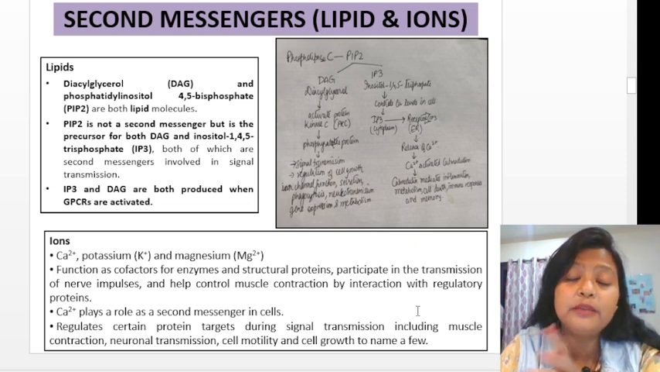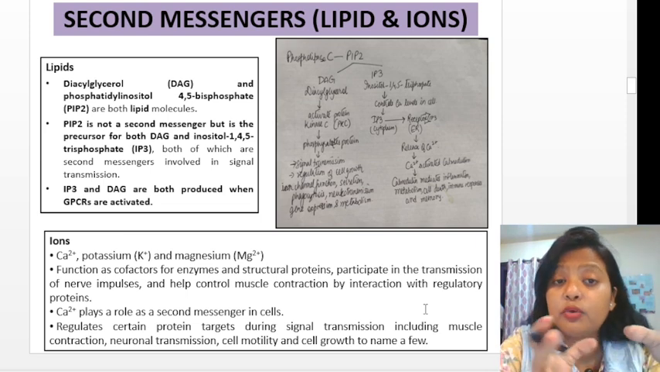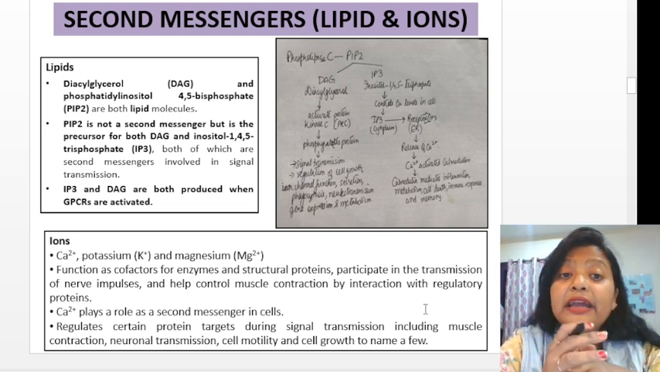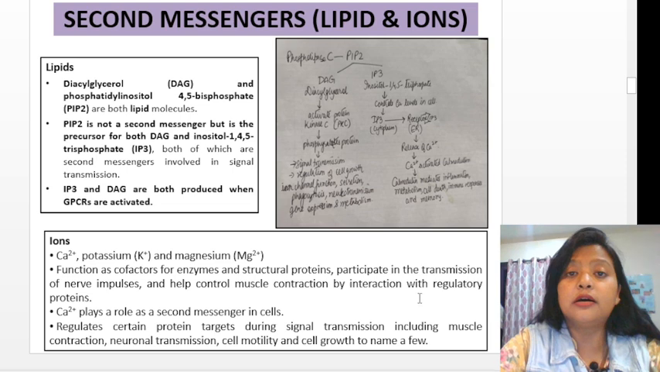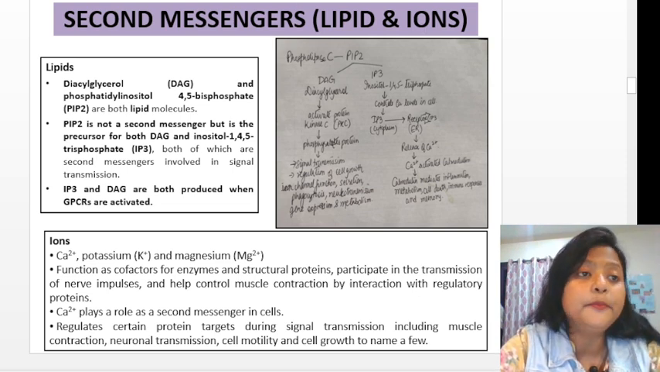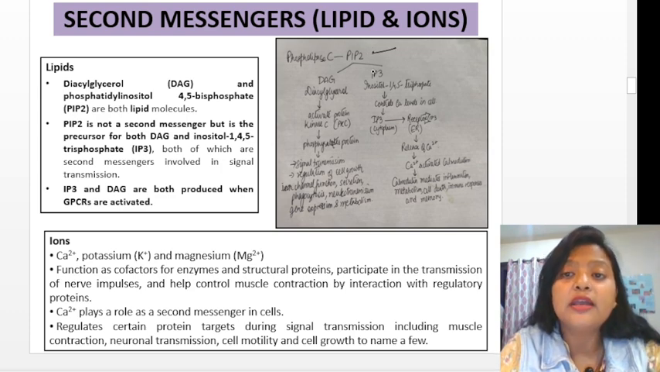In lipids we have the DAG and we also have the IP3. So DAG and PIP2, as I have given in my notes, are both lipid molecules, but PIP2 is not a secondary messenger, okay? PIP2 is a precursor. Phospholipase C will activate this PIP2. You can see in the flowchart that I have made here for a better understanding. Phospholipase C will activate this PIP2, and then this PIP2 will break down to form DAG and IP3.